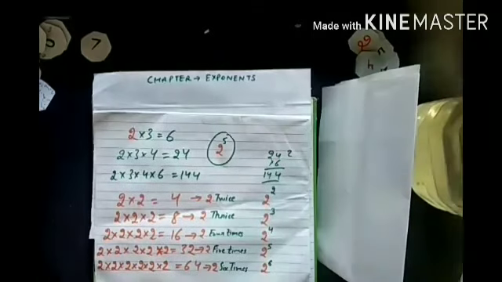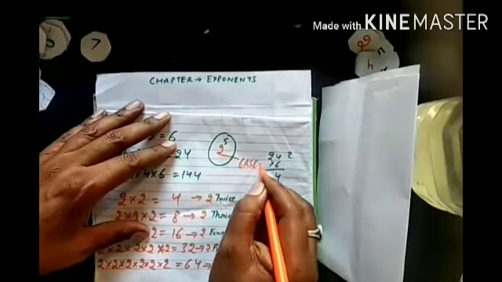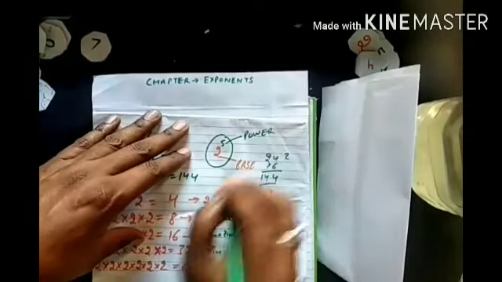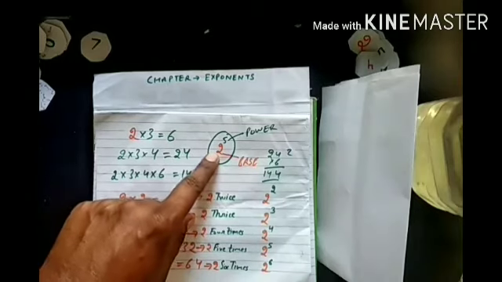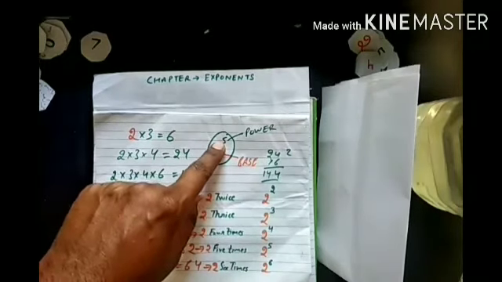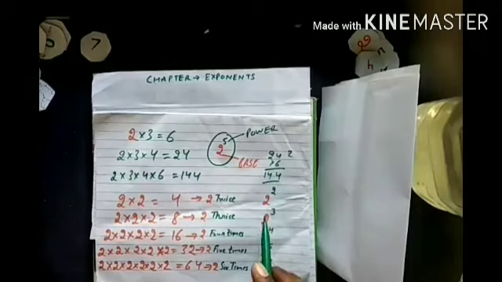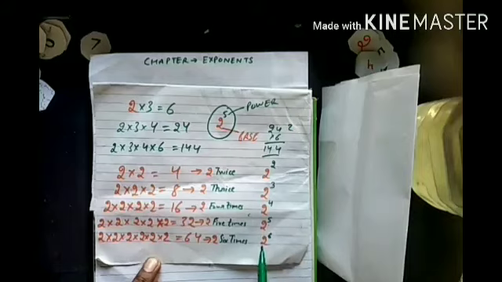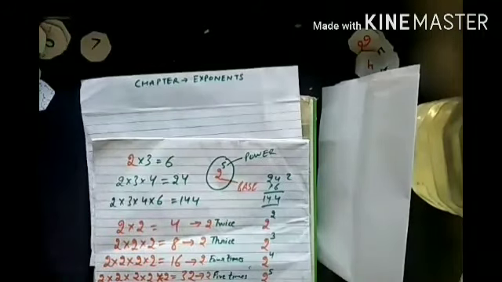Okay, so I will write this is called base and green is called power, and it is called 2 to the power 5. Similarly, this will be called 2 to the power 2, 2 to the power 3. This will be called 2 to the power 4, 2 to the power 5, and 2 to the power 6. Now this form is called exponential form.